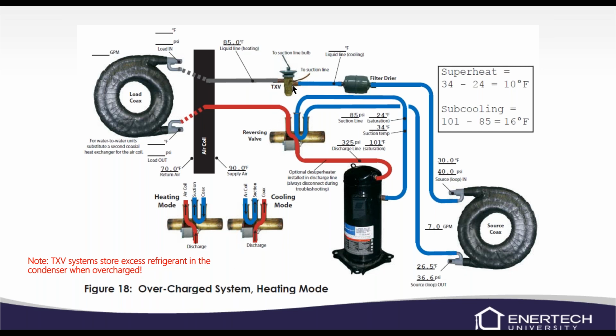The TXV basically is going to hold back the refrigerant, and it's going to hold it in your condenser, which in heating mode would be your load side. So here we've got a 16-degree subcooling, 10 degrees superheat. Again, if you remember 10 and 10, that would tell us superheat looks good, but our subcooling is high. Normally, when you see your subcooling, you're going to see more like 35 degrees, and then your superheat maybe 10, 12 degrees.